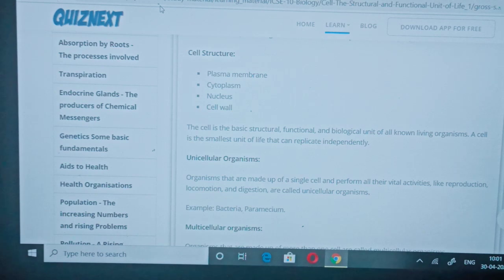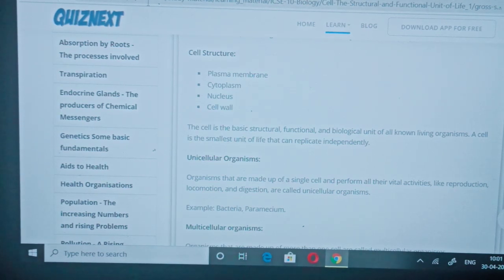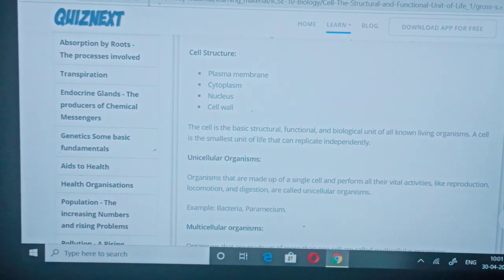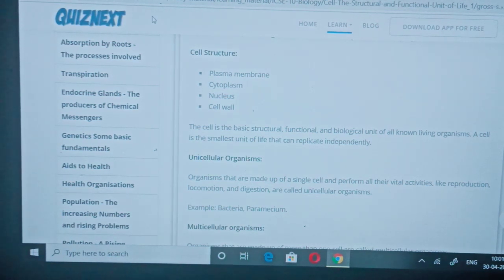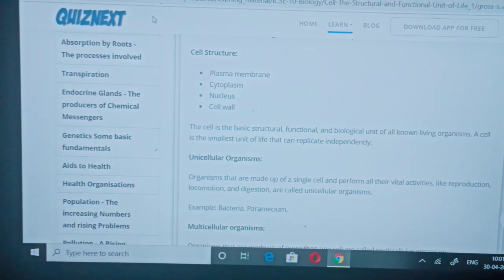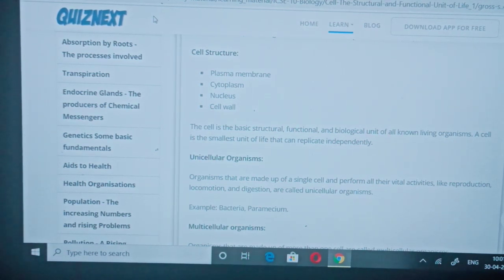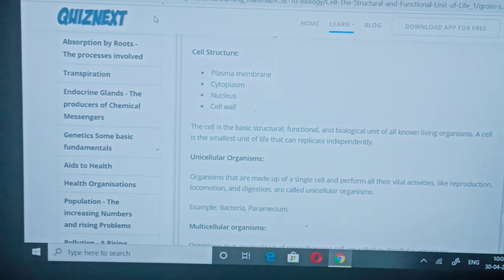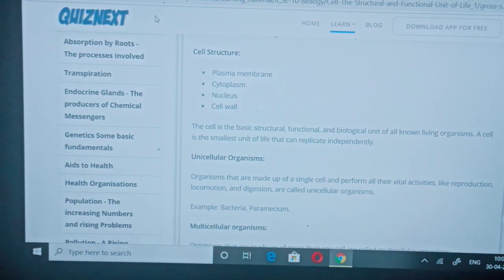At the same time, you're preparing all the notes and all the online classes chapters also. So before we start the class, let me go back to your previous class of biology.